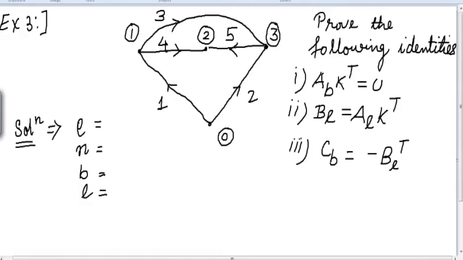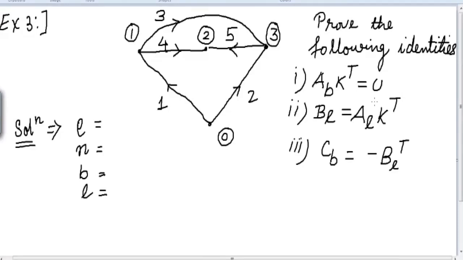Then when you multiply these two, you have to prove that the matrix which comes out is a unity matrix. That is, the diagonal elements should be 1, 1, 1, 1, right? So first of all you need to find matrix A, then you need to find matrix K, and after that only your first identity will be proved, right?